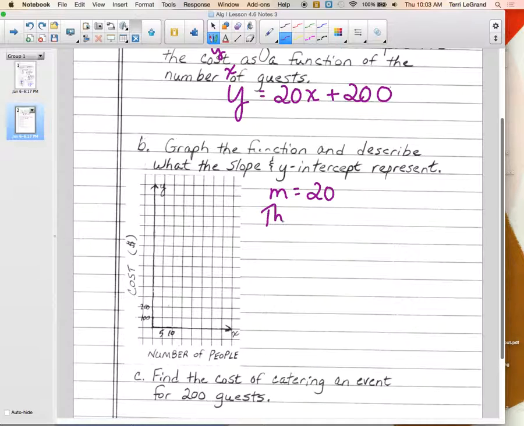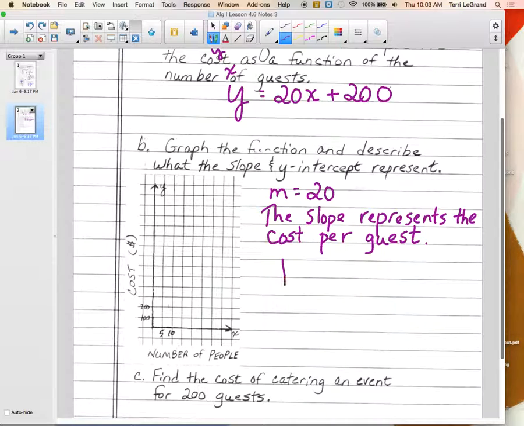The slope represents the cost per person or guest, however you want to say it. Okay? Slope represents the cost per person or per guest.